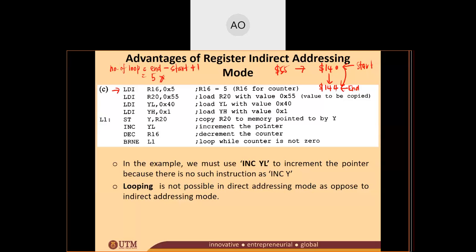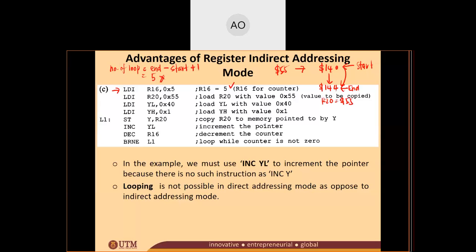And then load I R20, 55. Here, you're going to load 55 to R20 because we're going to send out the number. Before we send out the number to your RAM, we need to put that number into our GPR first. So what happens is, R16 is equal to 5, and R20 is equal to 55.